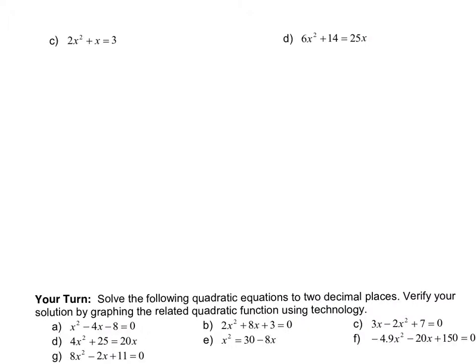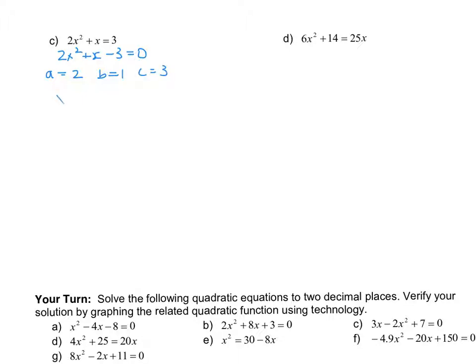Before we can actually use our A, B, and C here, we need to rearrange this so that we have our 2x squared plus x equal to 3, so I'm going to subtract 3 from both sides, and we get minus 3 equals 0. So we first have to get it equal to 0. My A value is positive 2, my B is positive 1, and my C is negative 3.